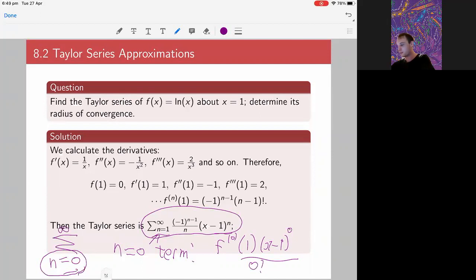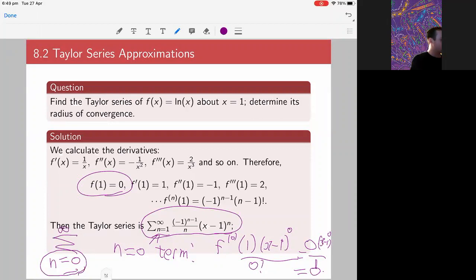By convention, 0 factorial is just 1. F of 0 of 1, well, that means I don't take any derivatives. So I just evaluate the original function, and I get 0 times x minus 1 to the power of 0. This is just equal to 0. So the very first term in this sequence actually vanishes, and that's why I'm allowed to start my infinite sum at n equals 1 instead of at n equals 0.